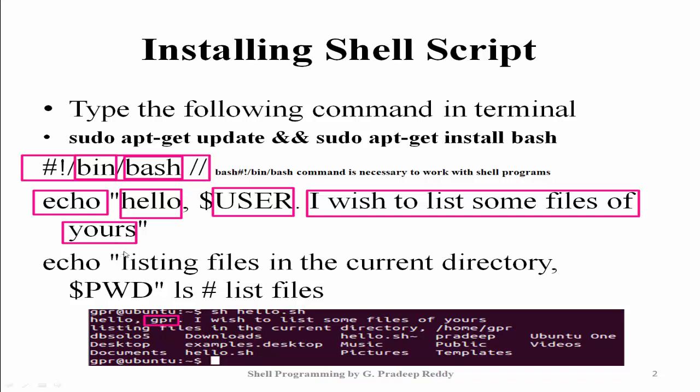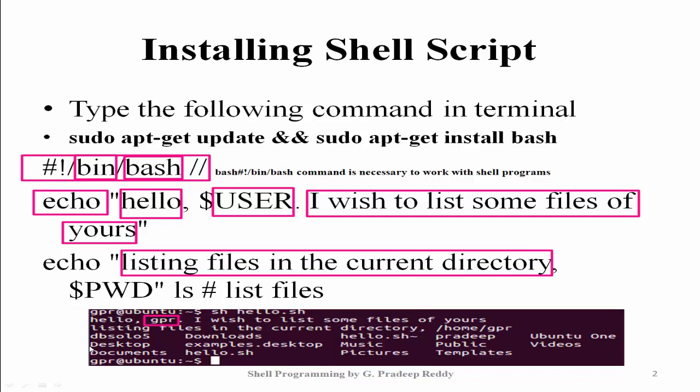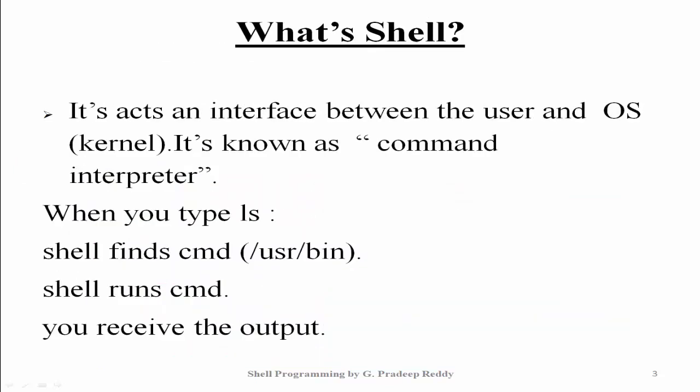So how is it going to display the user? Here it is going to list the files in the current directory, and here it is going to show PWD. PWD stands for present working directory, so that it shows the directory in which the user is present. And here we have used the ls command, so that it is going to list all the files in the current directory.